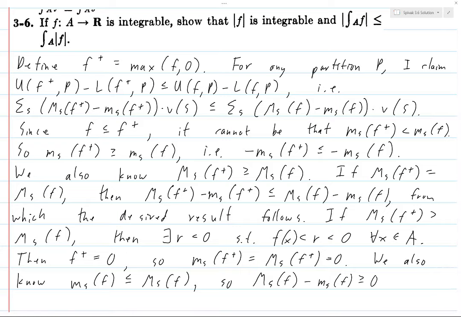But now 0 is precisely capital MSF plus minus lowercase msf plus. MSF plus minus msf plus. And there we go. That's again the inequality that we need. It's just written in the reverse order.